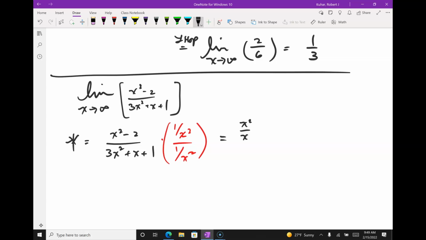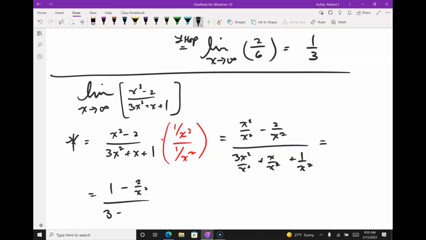So I get x squared over x squared minus 2 over x squared, divided by 3x squared over x squared plus x over x squared plus 1 over x squared. I'm still trying to find my replacement function here. Of course, the worry is x is 0, but remember, I'm going to infinity, so I'm not worried about x being 0. So what do I get? I get 1 minus 2 over x squared, over 3 plus 1 over x plus 1 over x squared. And there's my star. That's what I want to take the limit of.